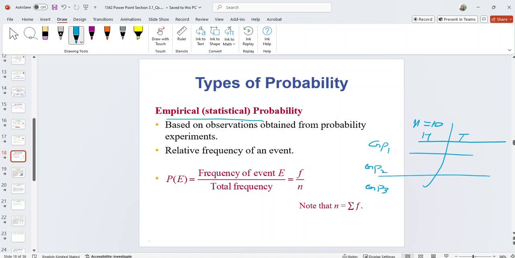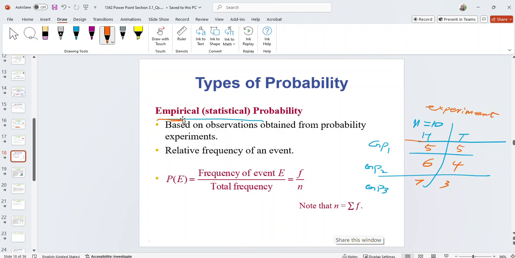I did this one in class before. Some people got 5 and 5, perfect, but most people don't get 5 and 5. Sometimes people got 6 and 4, sometimes 7 and 3, right? That is called empirical because you do the real experiment. You do the real experiment. That is the empirical one.